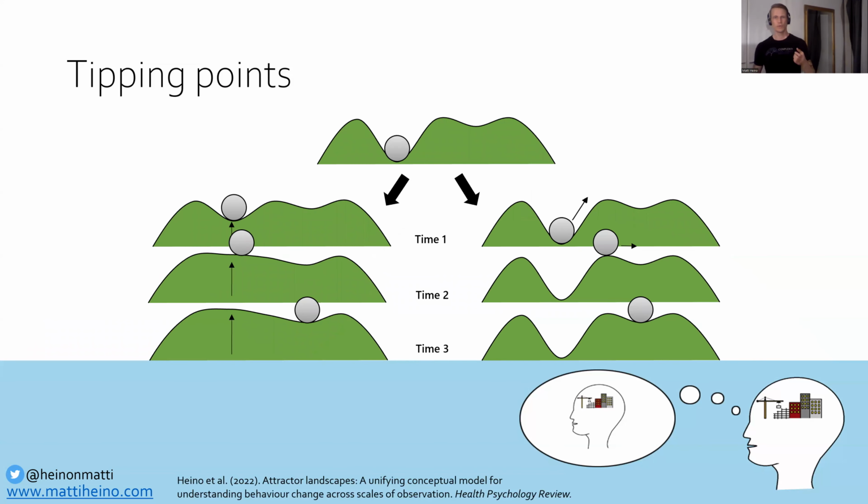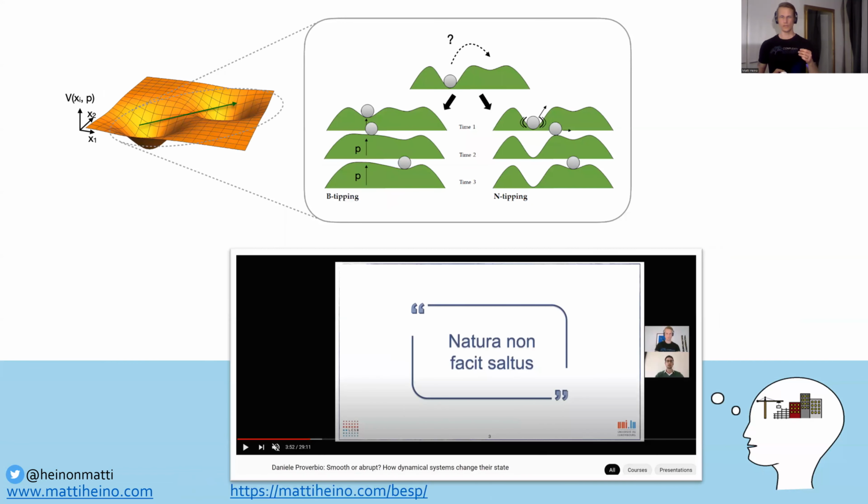And so the tipping phenomena, or critical transitions, can take two forms. On the left, you have bifurcation induced tipping. This changing of the landscape is called bifurcation. And on the right, you see noise induced tipping.